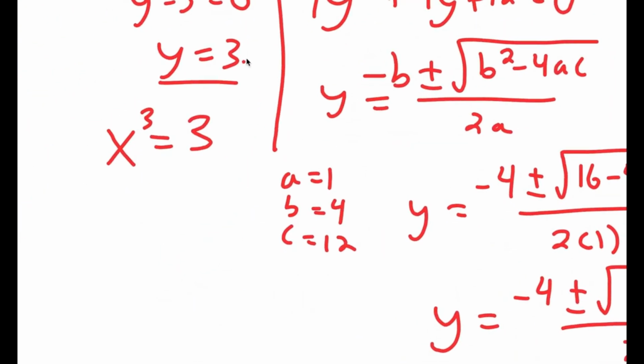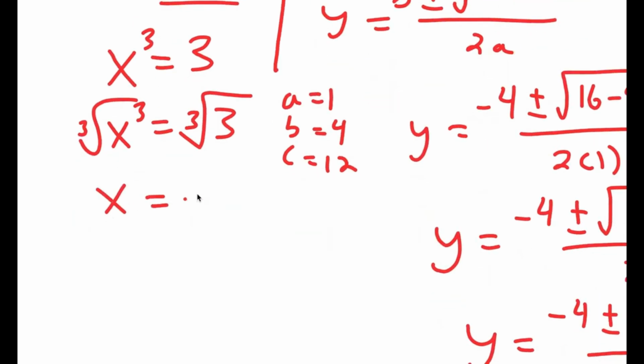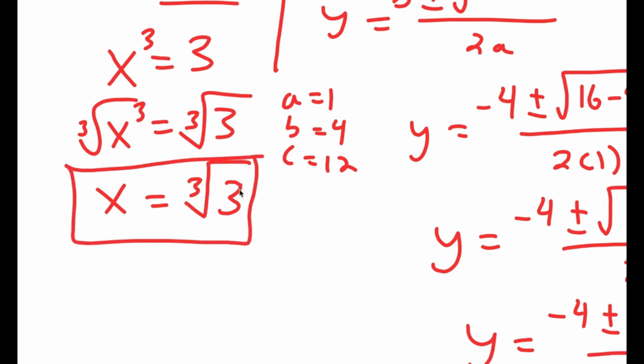So the only solution I can use is y equals 3, and to solve this, I'm going to take the cube root on both sides. The cube root of x to the power of 3 is x, so I get x is equal to the cube root of 3. So this is my solution to this problem.